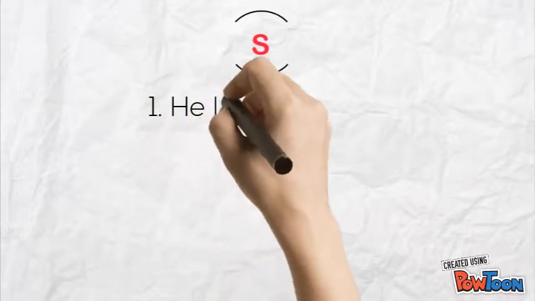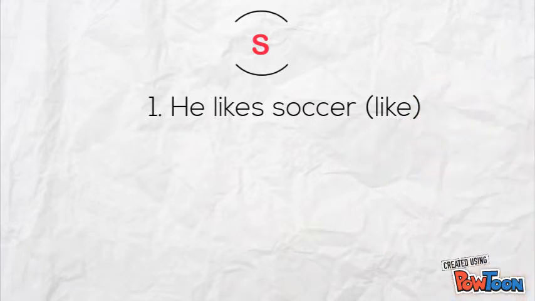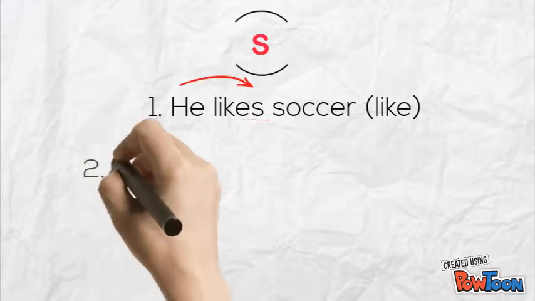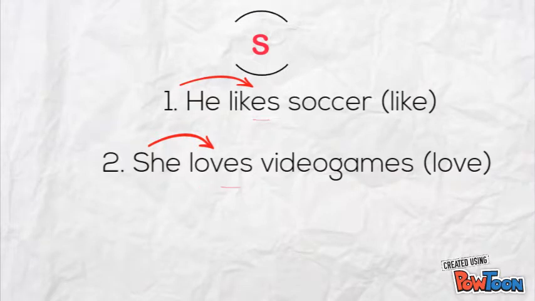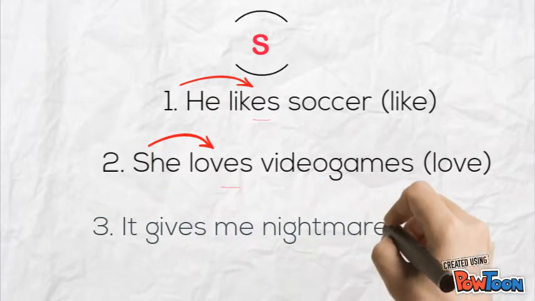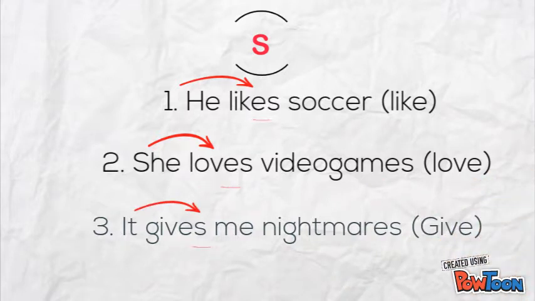So let's start with the regular ending. As you can see, you just have to add an s at the end of the verb. For example, in the sentence, he likes soccer. So with the verb like, you just add an s at the end. Or with the verb love, she loves video games. So you just add an s at the end of the verb also. And lastly, with the sentence, it gives me nightmares. So with the verb give, you just add an s at the end again.